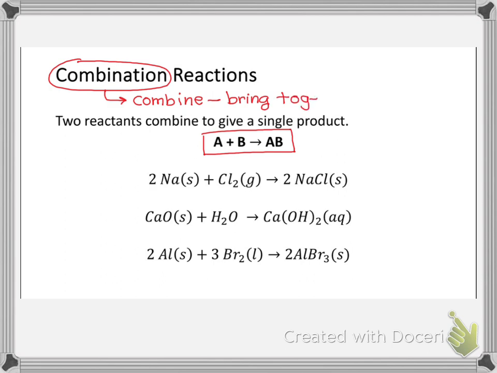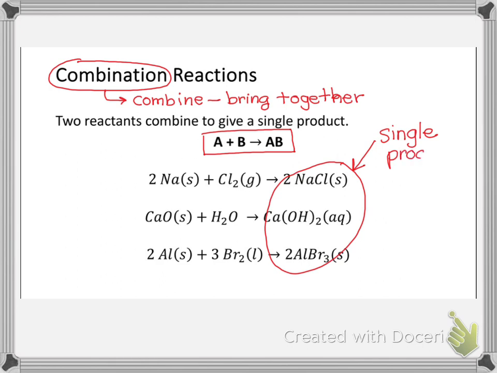And so combination reactions are when you have two reactants that go into one product. What all combination reactions have in common is that you have just a single, or one, product. Now, I'm not talking about the coefficients. For example, there's a 2 here in front of the sodium chloride. There's still only one product, still only sodium chloride. The 2 is for balancing, to make sure that the equation matches the law of conservation of mass. So to identify these, we look for a single product.